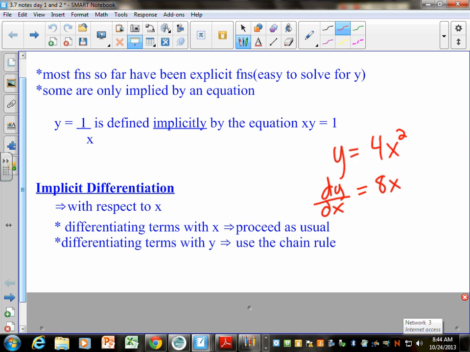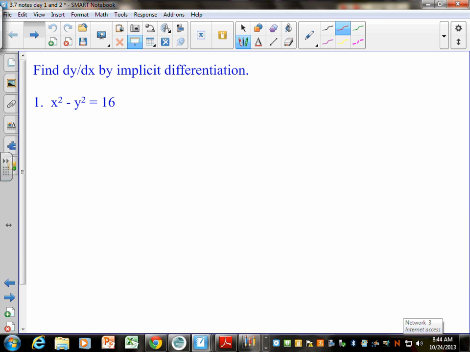But in other problems, let's look at one and see if we can make sense of this. What if I made you take the derivative of this problem: x squared minus y squared equals 16? It would be hard to get y by itself. You would end up with two equations because you'd have to take the square root and you'd get plus or minus. That's weird to do. How do you take the derivative of a plus or minus equation at the same time? So this is a problem where implicit differentiation is the way that you have to do the derivative.